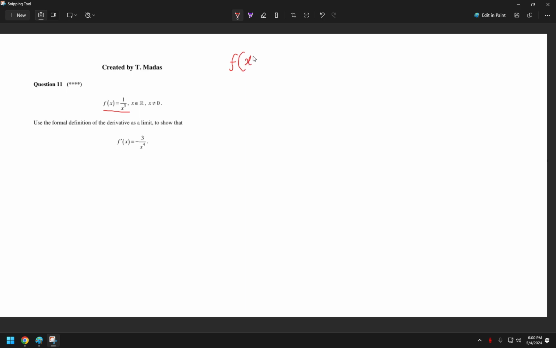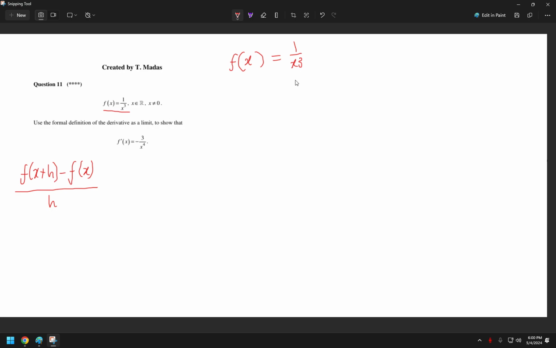So f of x is 1 over x cubed. Now before I do anything else, I'm going to write the equation of the first principles. So it's f of x plus h minus f of x, all over h.